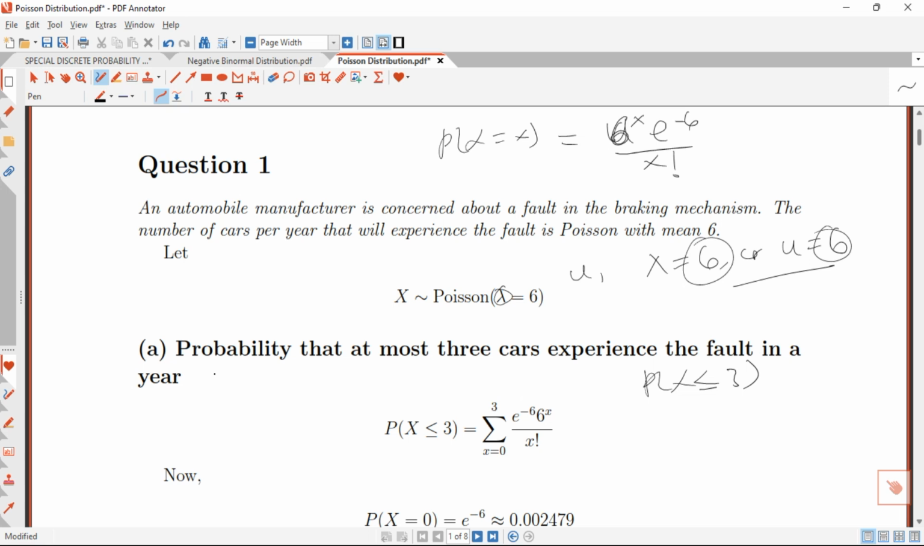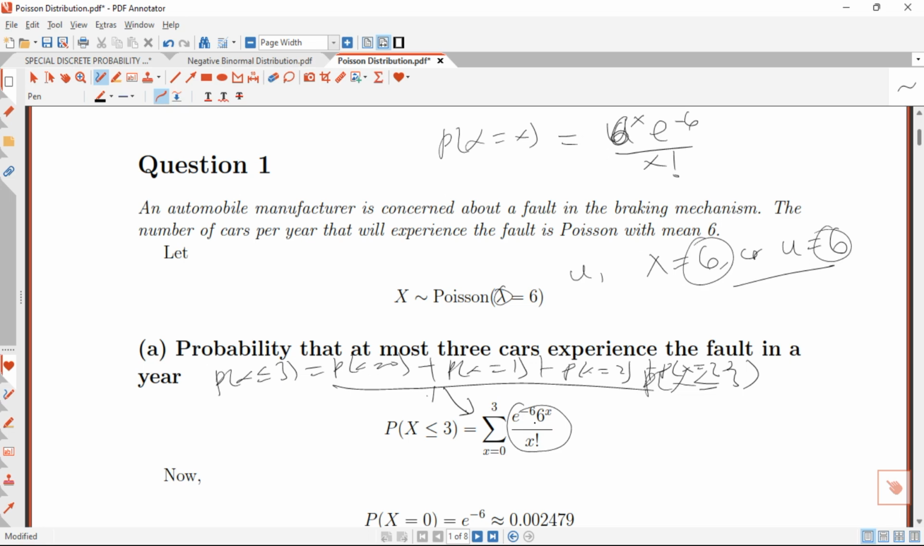Then the probability that x is less than or equal to 3 is equal to the probability that x is equal to 0, plus the probability that x is equal to 1, plus the probability that x is equal to 2, plus the probability that x is equal to 3. And this can be written in the form of summation, summing over x from 0 to 3 of this expression.